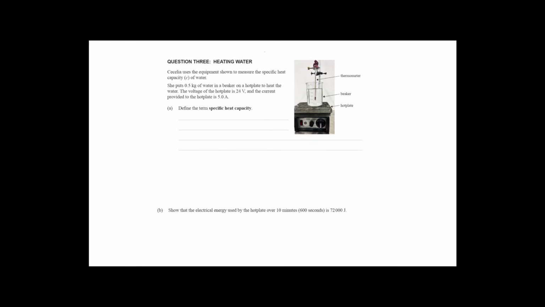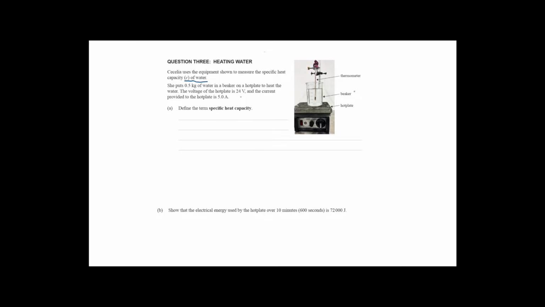So this is the one that really caused students a lot of trouble. I had a lot of messages about this one. It's not the first couple that were the problem. It was the third and fourth bits. So we're told that Cecilia, is that how you spell Cecilia? Is that a funny spelling? Okay. She wants to measure the specific heat capacity of water.